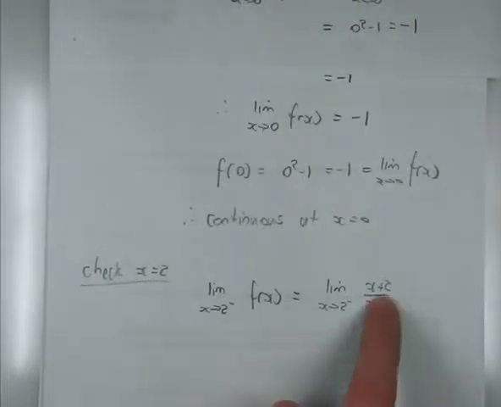And the limit of the top is 4 and the limit of the bottom is 0, so that limit doesn't exist. Because the top is not 0 and the bottom is 0.